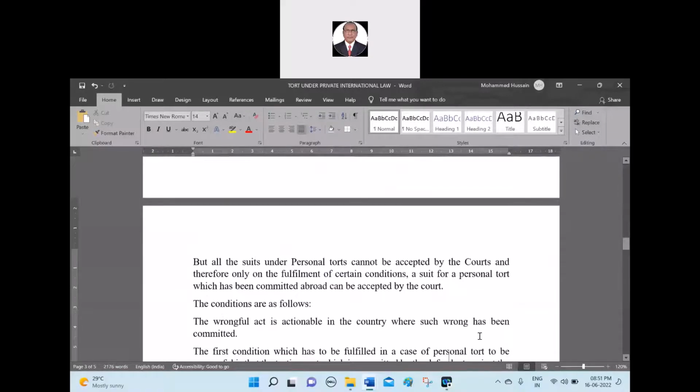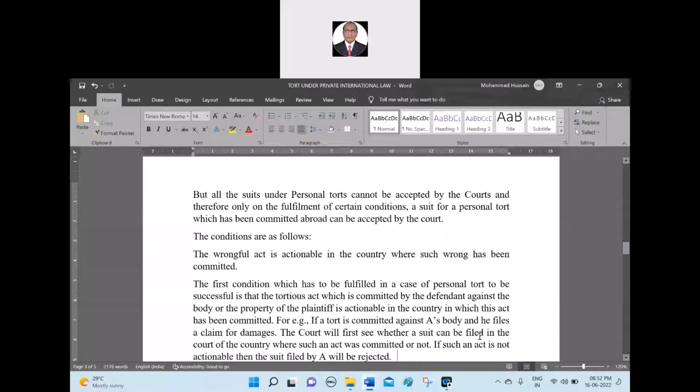The condition is as follows: the wrongful act must be actionable in the country where such wrong has been committed. That is another case law. Suppose it is a wrong there and a person acted; at that instance, it's not a tort. The landmark case is Phillips versus Eyre. That is a landmark case. The wrongful act is actionable in the country where such wrong has been committed.